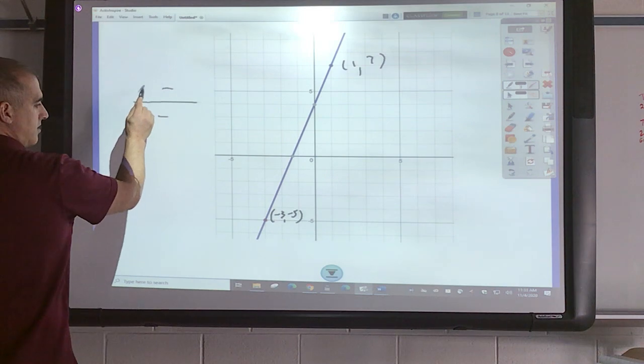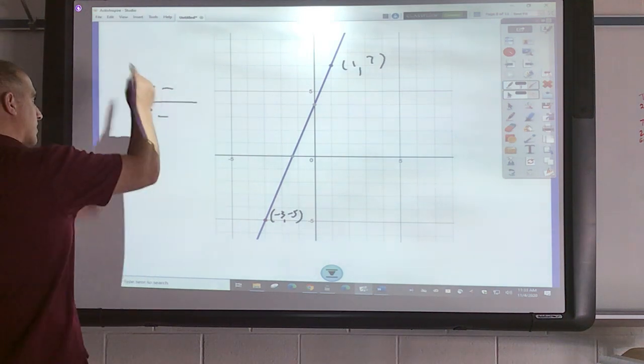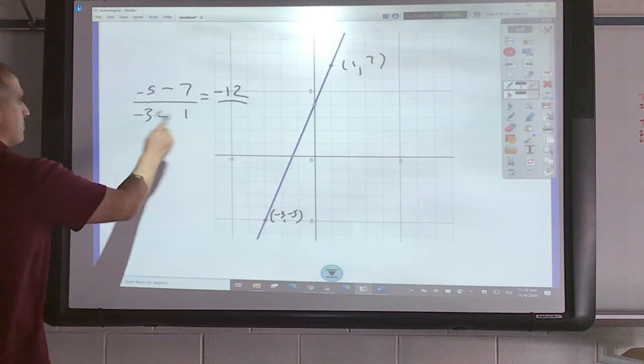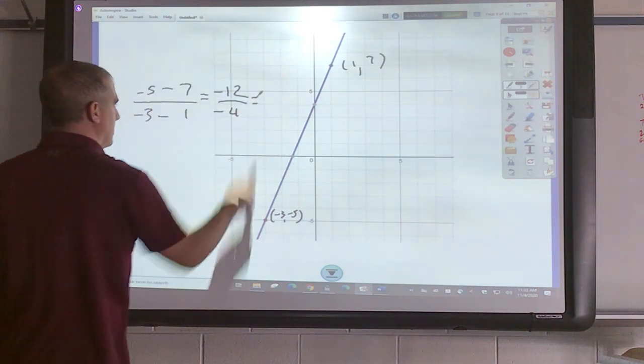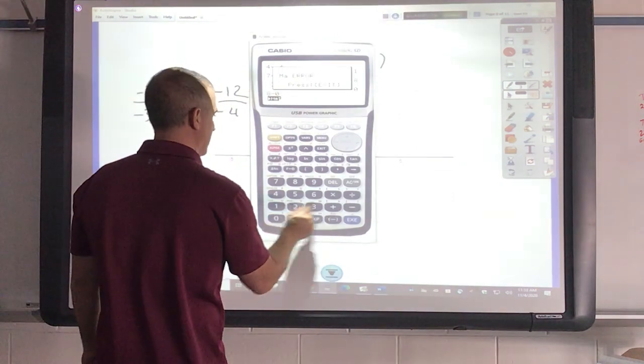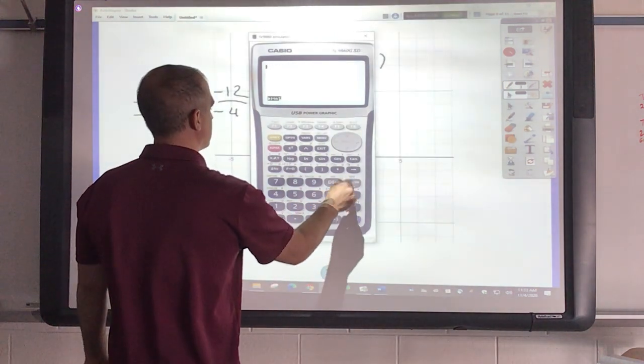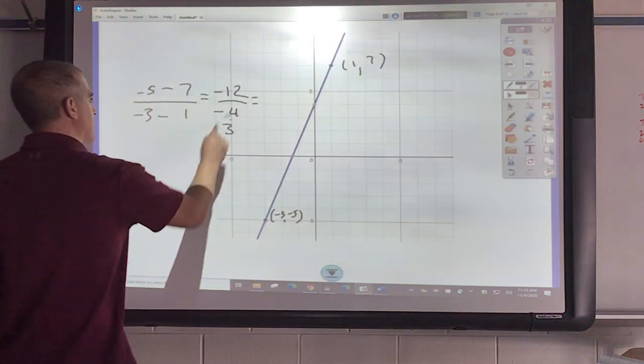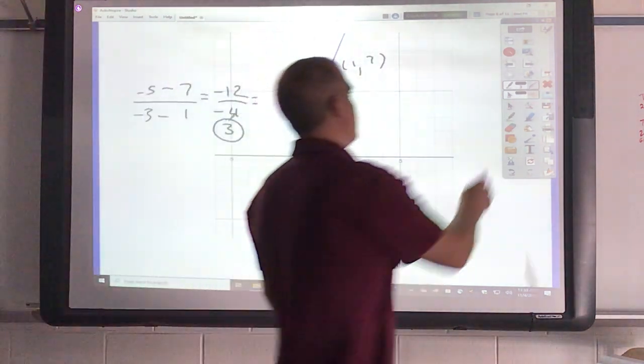Turn the wheel. Negative 5, negative 3. Turn the wheel, 7, 1. So that's negative 12. Negative 3 minus 1 would be negative 4. If I divide negative 12 divided by negative 4, I get positive 3. And that should make sense based off my line.